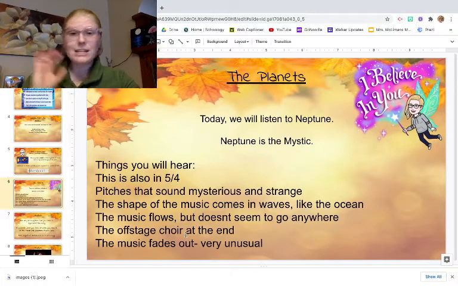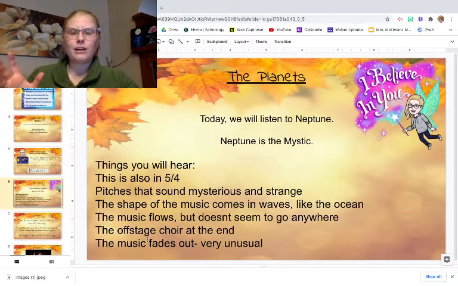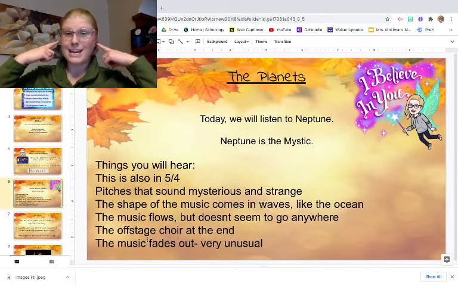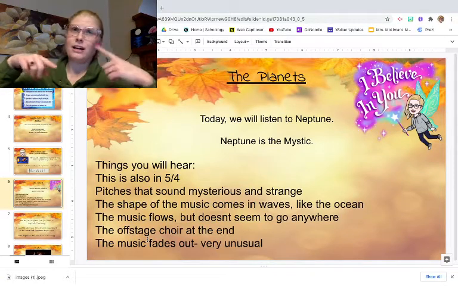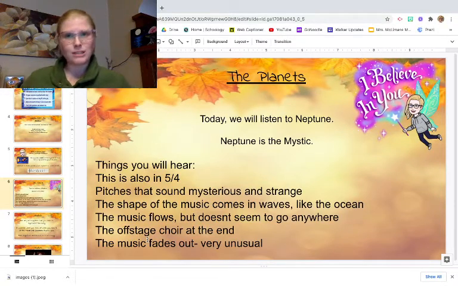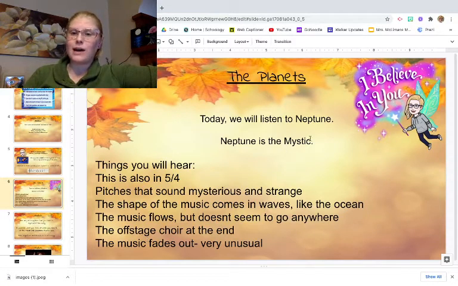And a really neat thing that Holst did was he put a choir in at the end of the piece of music. The choir comes in, but you're never going to see the choir. You're only going to be able to hear them because he has them off in the balcony where no one can see them. And he does this on purpose because he wants it to sound mystical or magical.